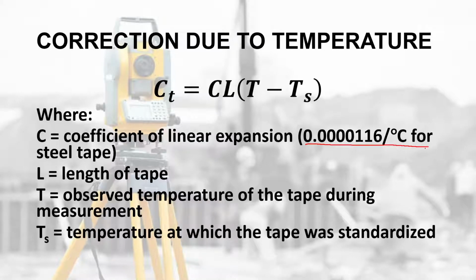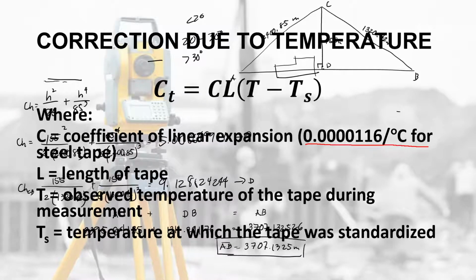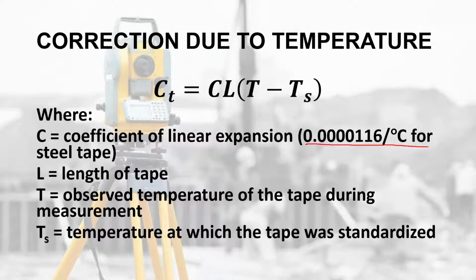For steel tape, ito yung coefficient of linear expansion. Madalas nga sa mga problem is steel tape yung ginagamit. Kailangan nyo lang siyang tandaan. Most of the time, hindi na siya nilalagay sa mga problems. 0.0000116 per degree Celsius. Steel tape yon. Mag-sample na tayo. Let's clear this.